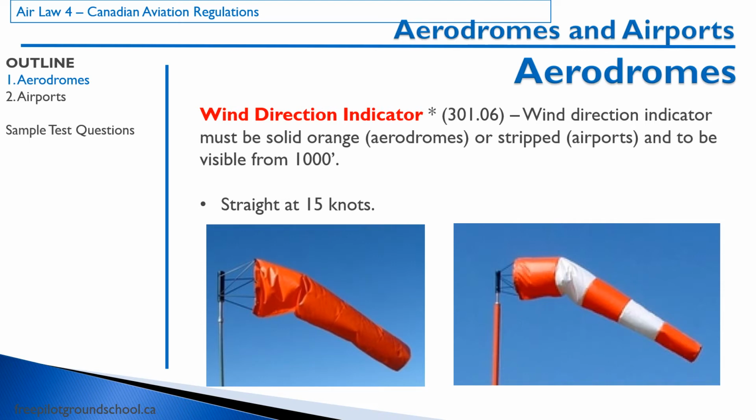Here is something important. You might see this on a test, a wind direction indicator or windsock. It indicates the direction and approximate speed of the wind, and it is straight at 15 knots. On non-certified aerodromes, you will see an orange wind direction indicator, and a striped windsock indicates an airport.